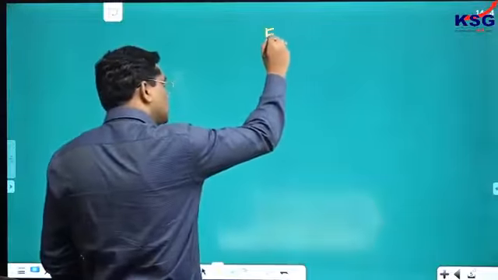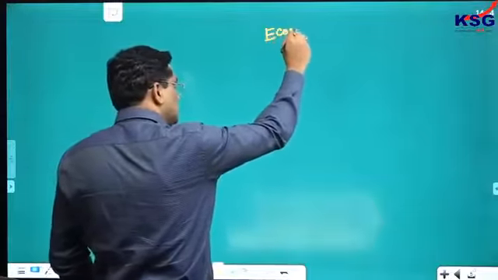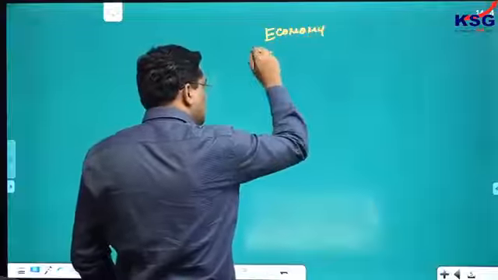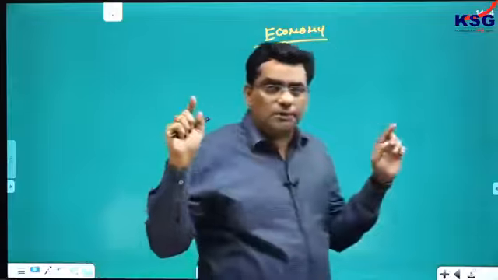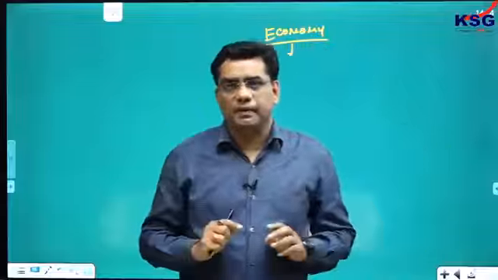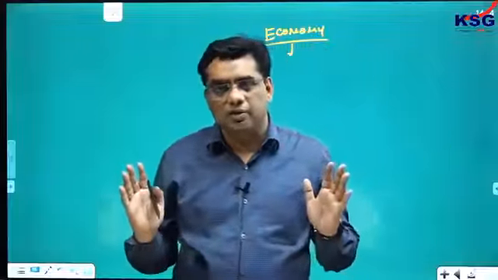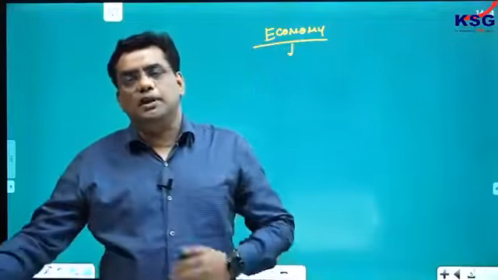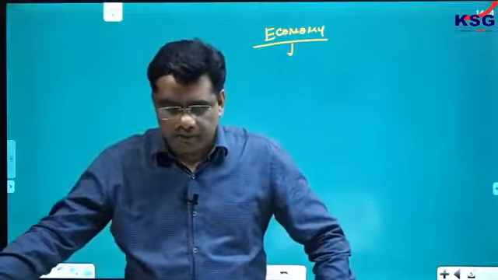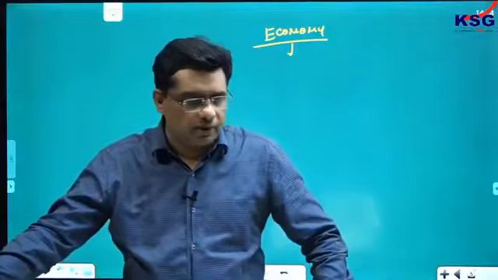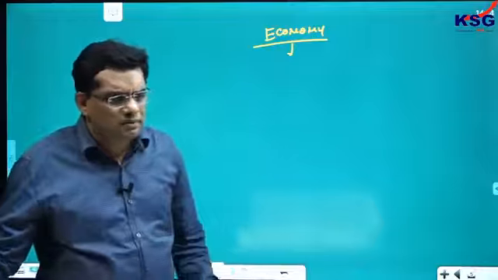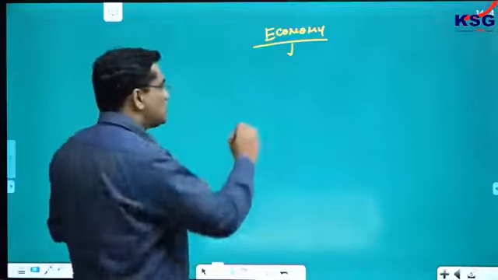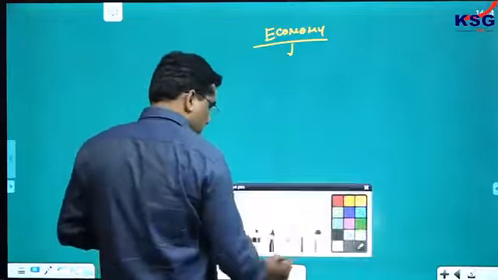Economy of the Rig Vedic period. We are studying the Rig Vedic period, 1500 to 1000 BC. This 500-year period is called the Rig Vedic period because the Rig Veda was composed during this period. Okay, so let's talk about the economy of this period. Look, the economy was a mixed economy.